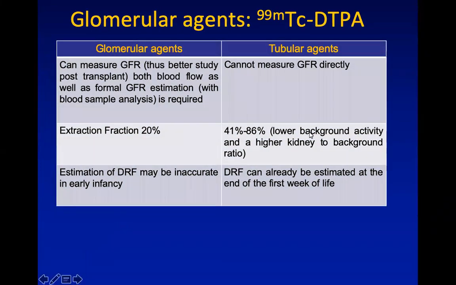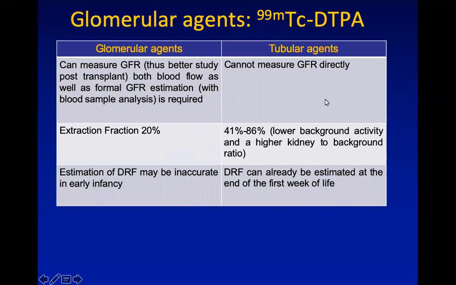Now, let's compare the glomerular agents and the tubular agents. The glomerular agents, as I said, can measure GFR, so both blood flow as well as GFR estimation. You can do it with blood sample analysis or just on the imaging. I'll demonstrate how. The extraction fraction of the glomerular agents is much lower. One thing to remember is that the estimation of differential renal function may be inaccurate in early infancy when the nephrons are not very mature at that stage.